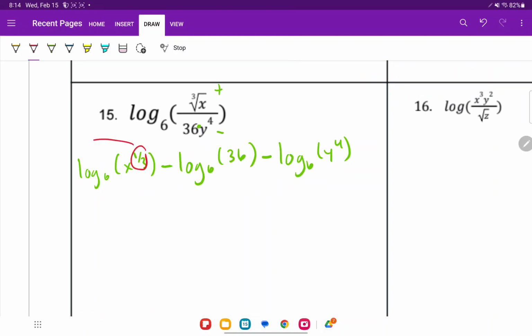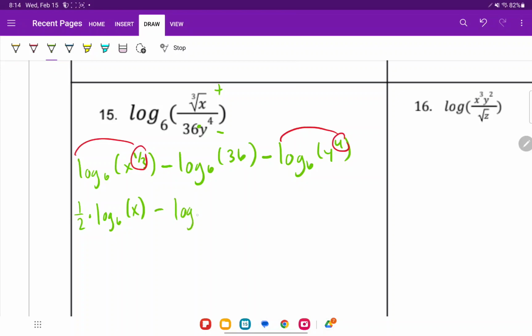Okay, next thing I'm going to do, I'm going to start with my exponents. I'm going to move this to the front. This one we're going to actually change it in a second. And this 4, I'm going to move it to the front. So let's start with that. So we bring the 1/2 power in front. So that's going to be 1/2 times log base 6 of x. And this one actually is simplified as far as I can go for that first part.